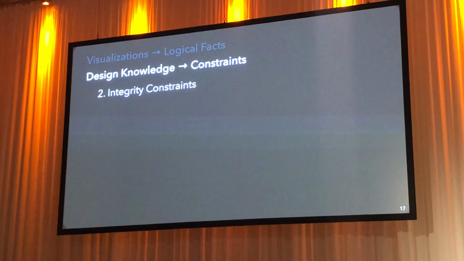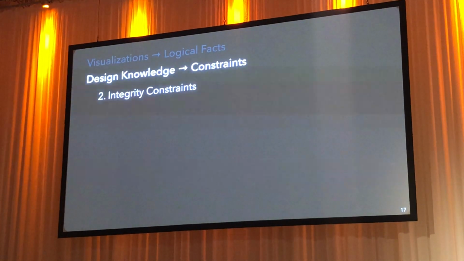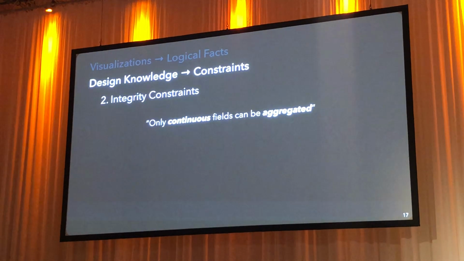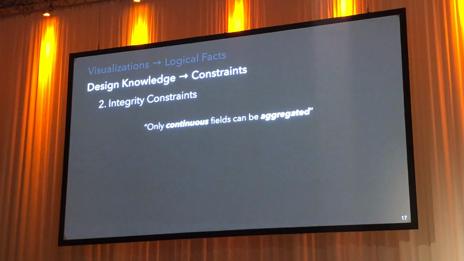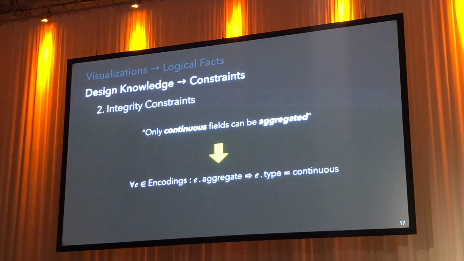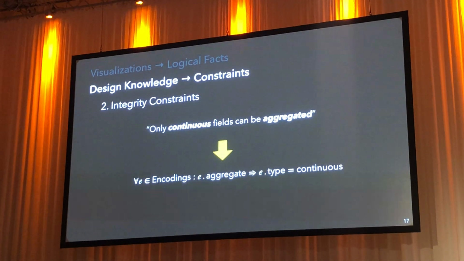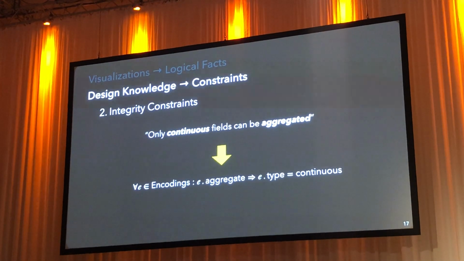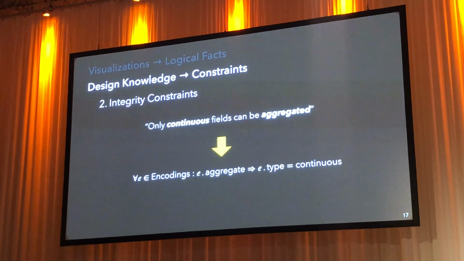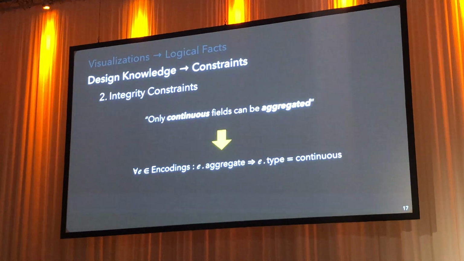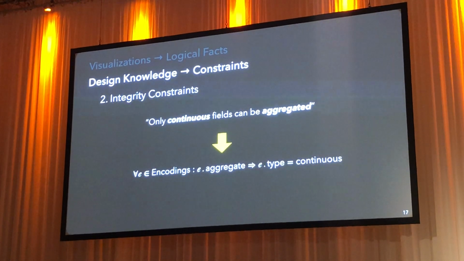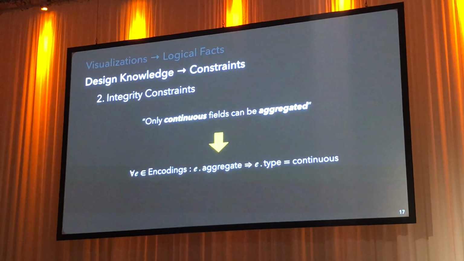Then the second set of constraints we have are integrity constraints. And what they ensure is that the combination of attributes makes sense. So for instance, we can say only continuous fields can be aggregated. In our language, we express it like this. You can read this as, for all encodings, if the encoding has an aggregation, then the type of that encoding has to be continuous. And this is a constraint that cannot be violated, because you can only aggregate continuous fields.